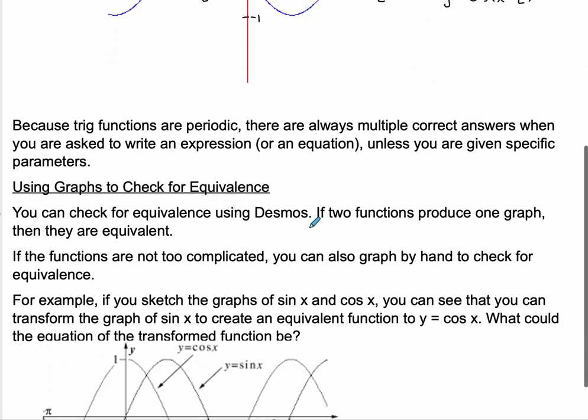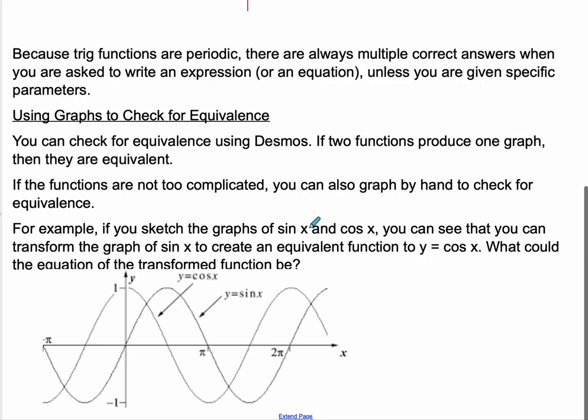Okay, so down here I'm just summing up for you guys. Because trig functions are periodic, there's always multiple correct answers when you are asked to write an expression or an equation, unless you are given specific parameters. Okay, so we can use graphs to check for equivalence using Desmos. So if you think that you've written two things that are equal to one another, you can put them into Desmos, and we'll actually use this for trig identities.